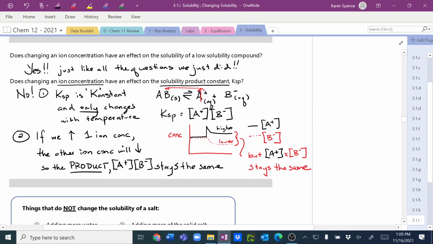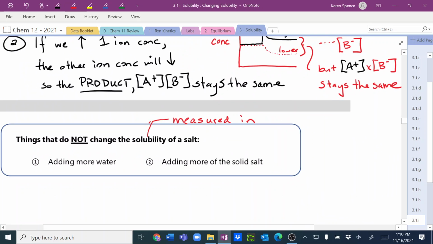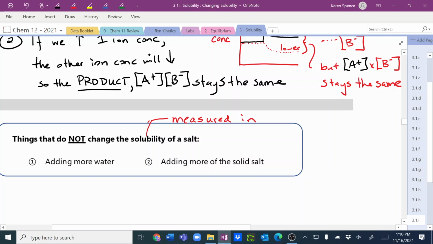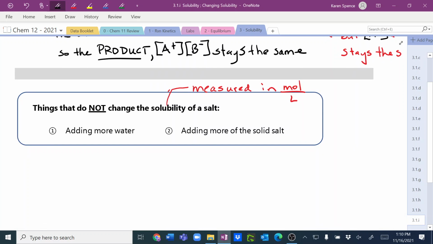We are now going to deal with things that do not change the solubility of a salt. And you cannot change the solubility of a salt by adding more water. Remember, what is solubility measured in? What is the unit for solubility? Yeah, it's the molarity or moles per liter. So if we add more water, does more salt dissolve?